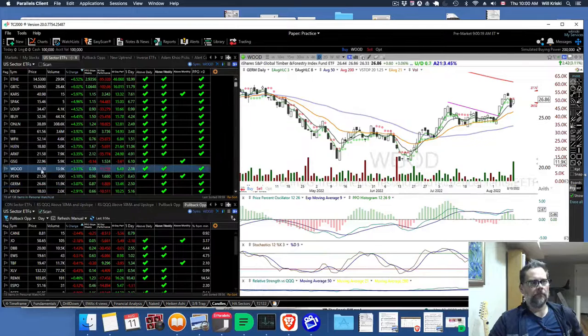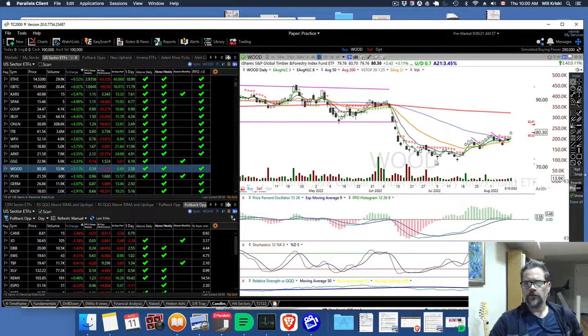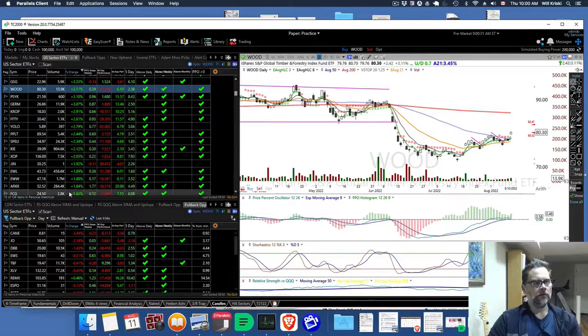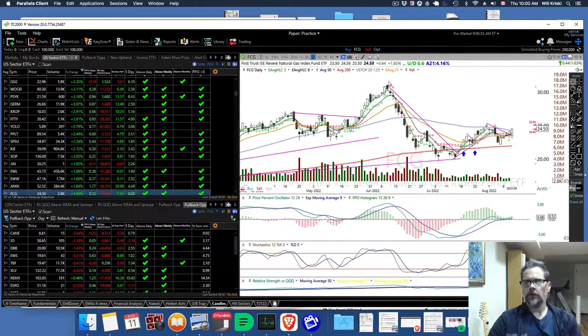And there is WOOD, the timber forestry. You're starting to see some stuff coming back up again in terms of the commodity type stuff. So like natural gas as well, you had this pullback, bounced off near the 50. Now we're starting to break through again potentially, and we're above the zero.